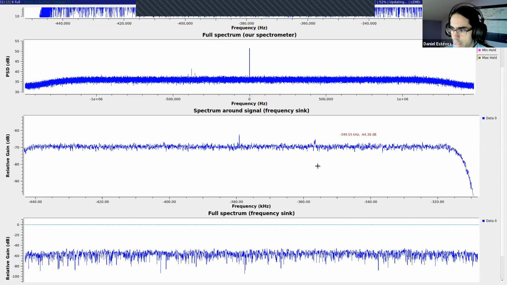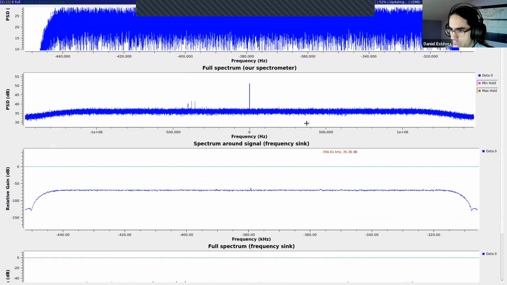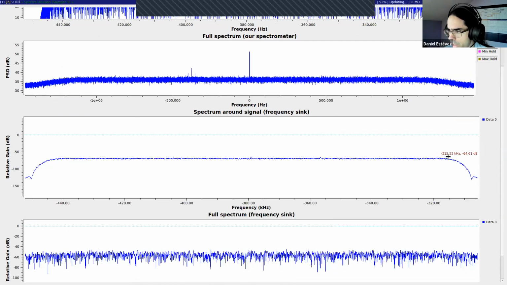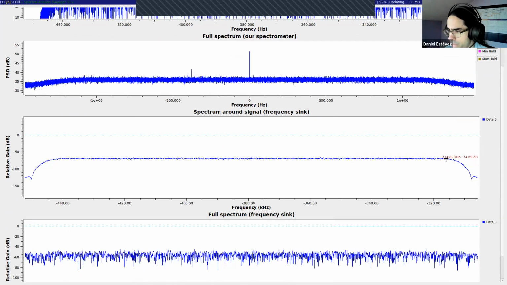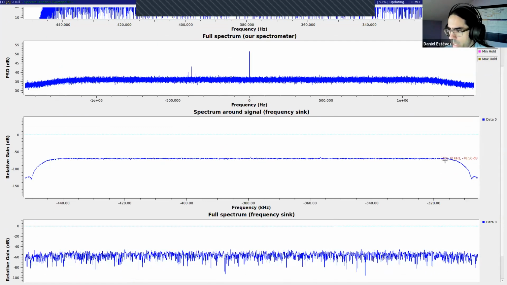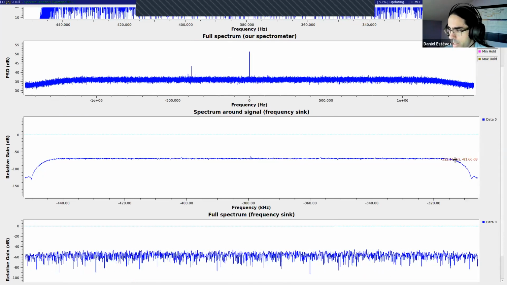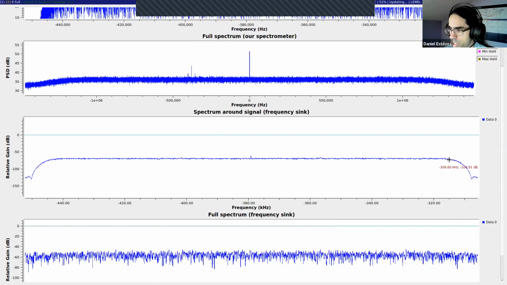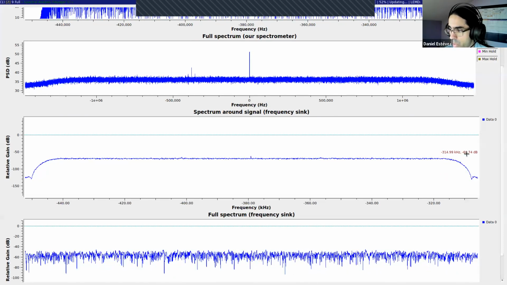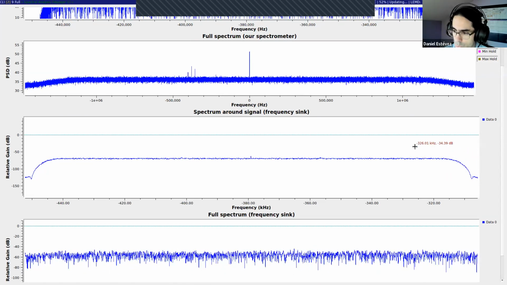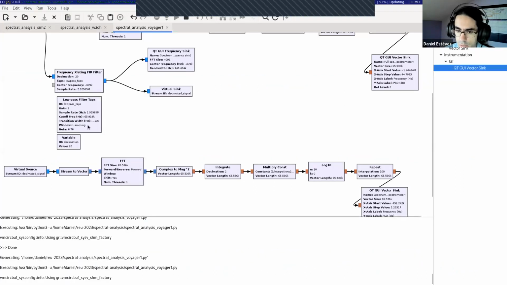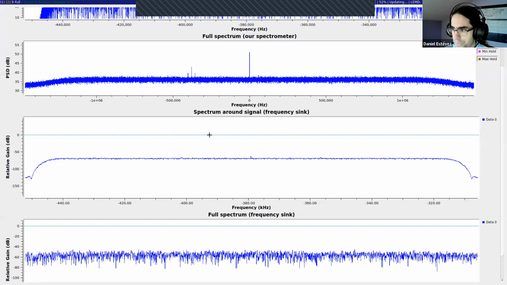And by the way, I mentioned that I was going to say something about the filter skirts. So this is the transition bandwidth. The filter cannot drop immediately from passing signal to blocking signal. So it has some transition region. The width of this region in hertz is what we set by this transition width parameter.